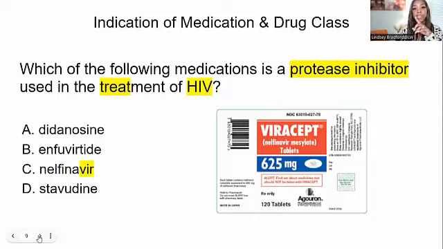HIV, remember we talked last week that anything that is viral, most of the time the drug will end in VIR. Anything that is used to treat a virus, most of the time, the drug ending will be VIR, which is the abbreviation for viral. Right? And we know that HIV is a virus that affects the body and it is very contagious, right?